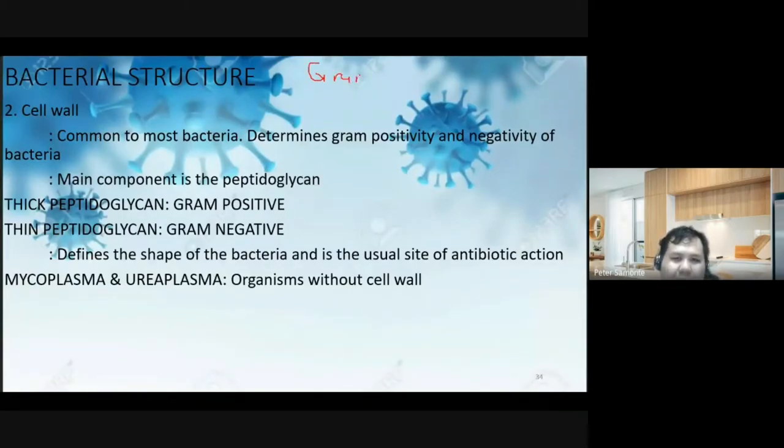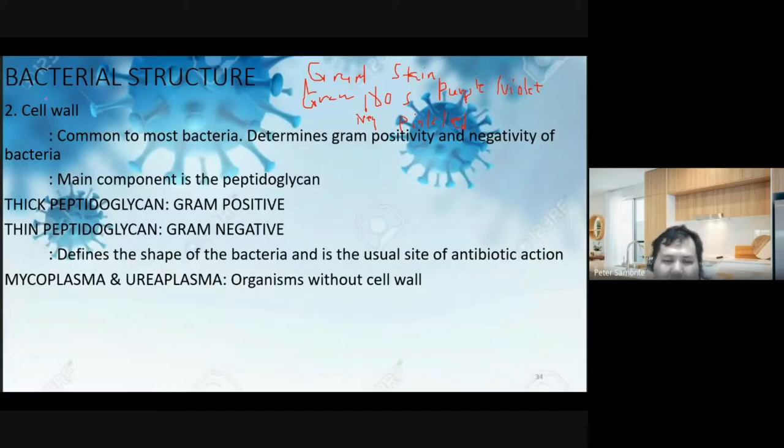Now, just to have an idea for your class, since this would be in a different module, gram-positive bacteria would appear purple or violet when stained, while gram-negative bacteria would appear pink or red. But more on the pink side.